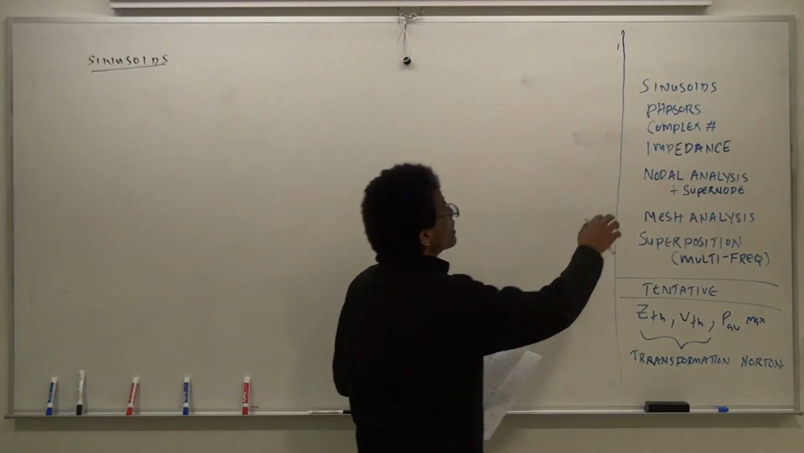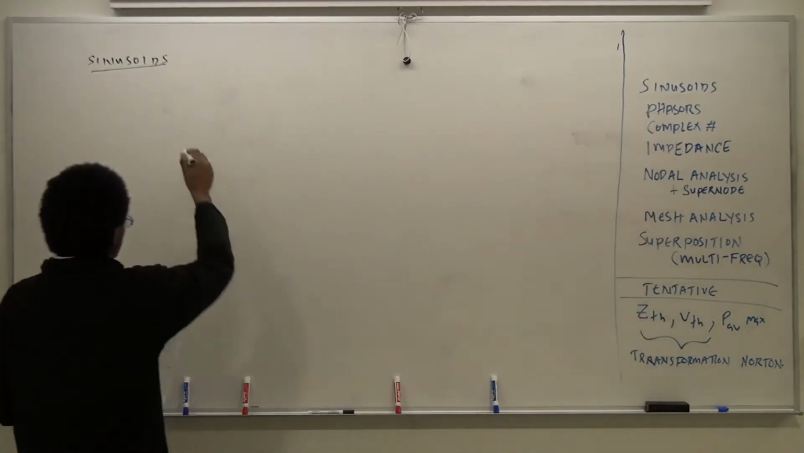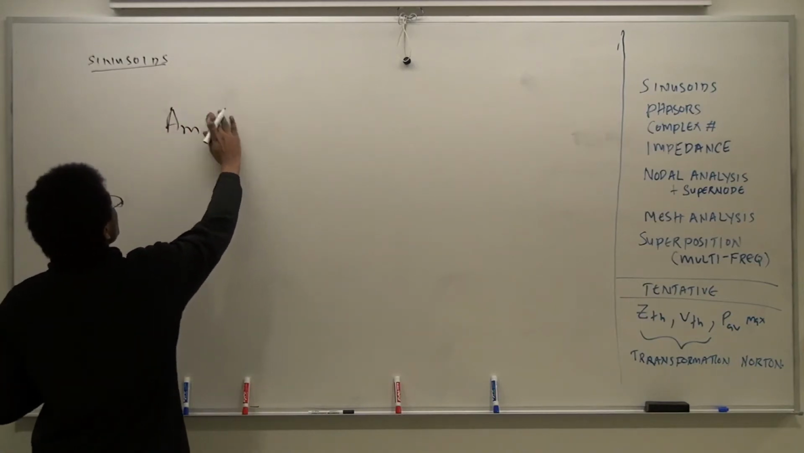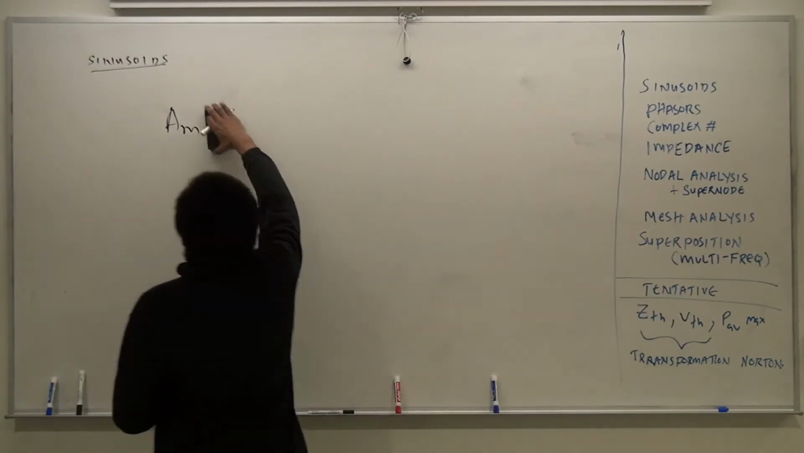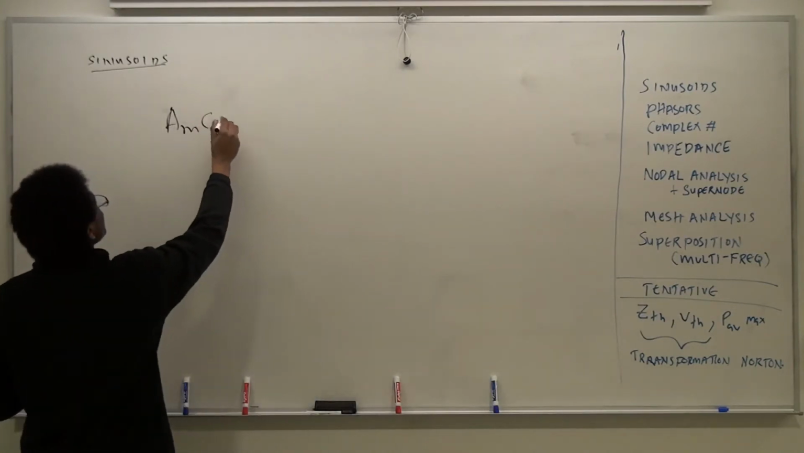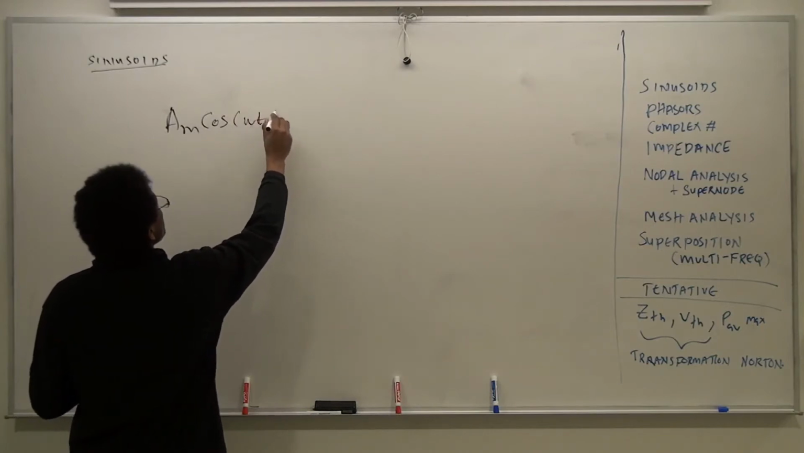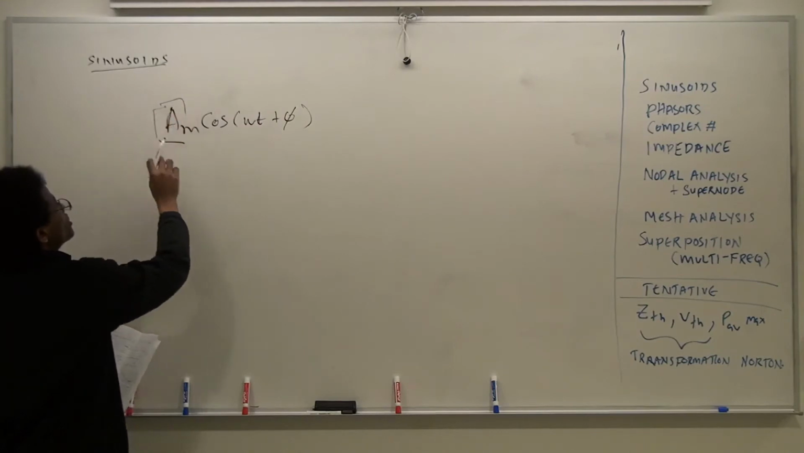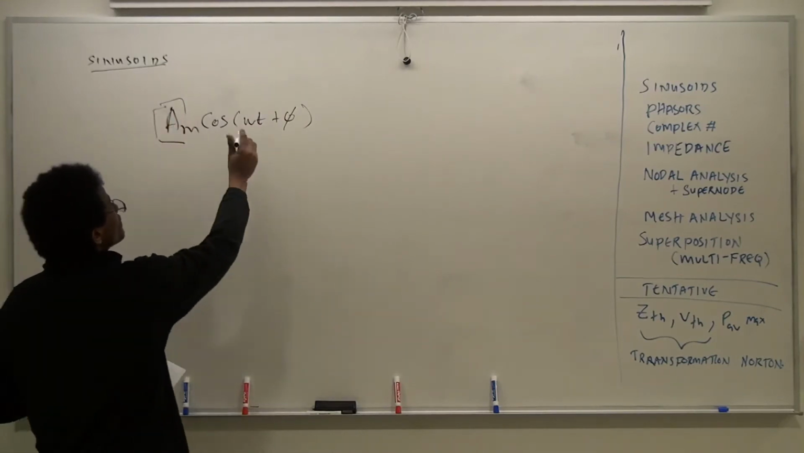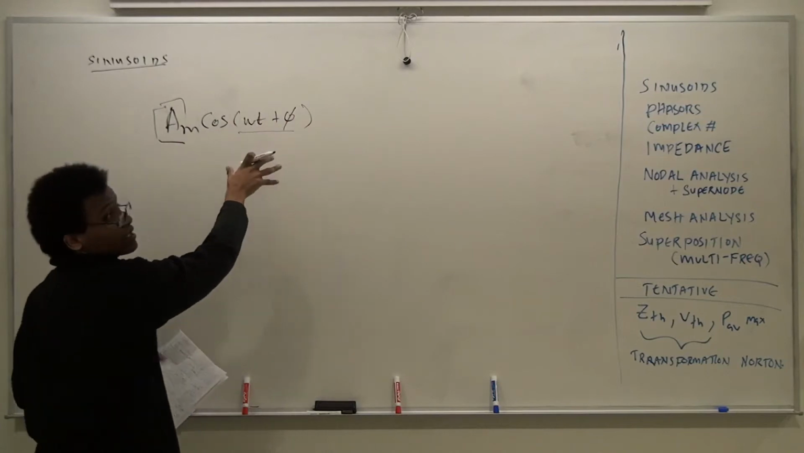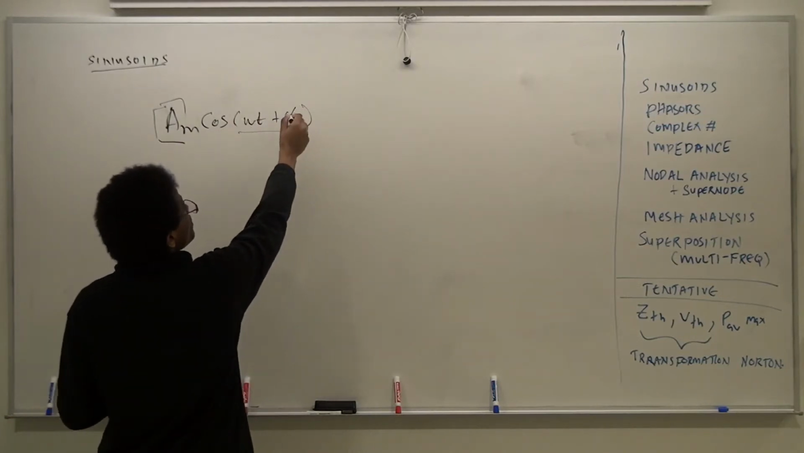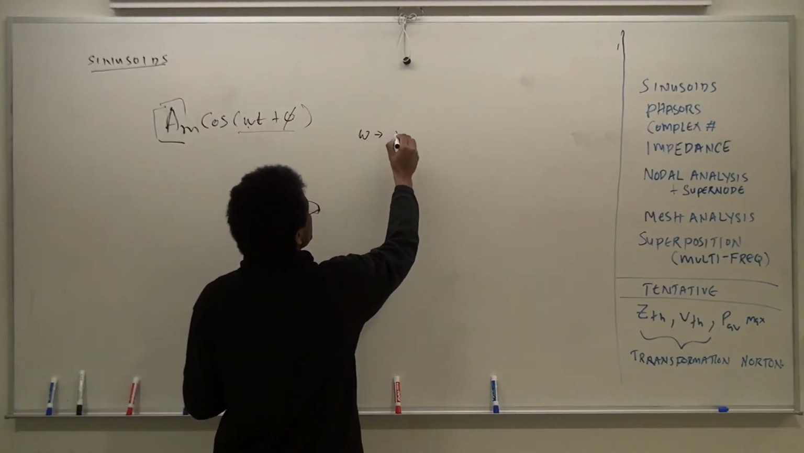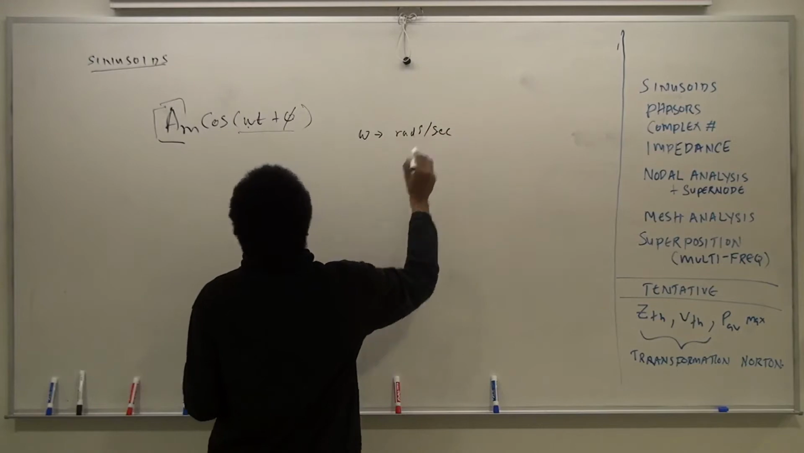Let's start off with sinusoids. A sinusoid is something of the form AM cos(WT plus phi). AM is called the amplitude of the sinusoid. Whatever is inside the brackets is considered the argument of the sinusoid, and this is called the phase, and W is called the angular frequency. So angular frequency is measured in rads per second.